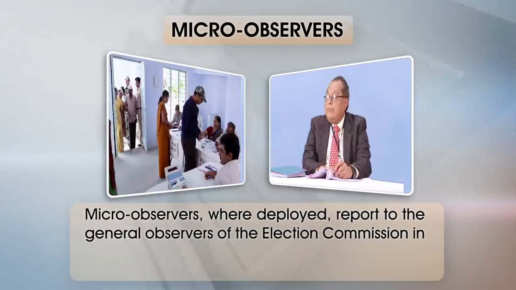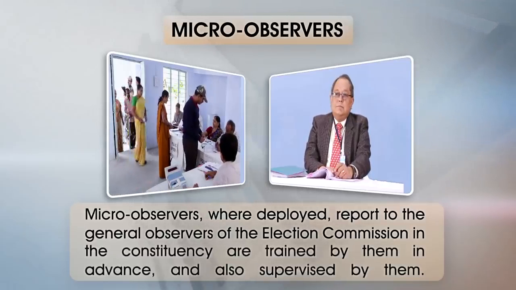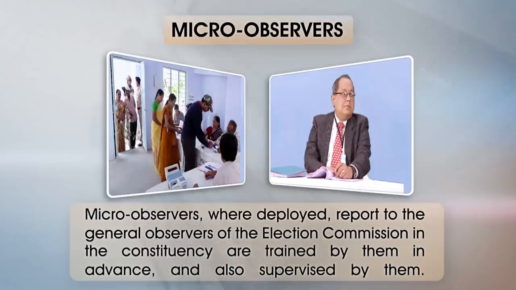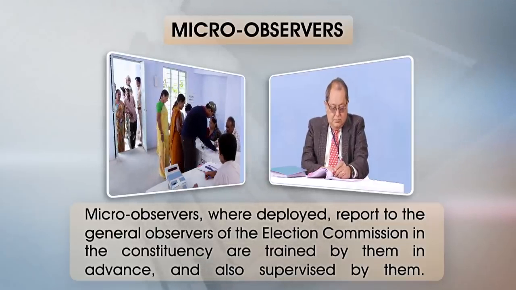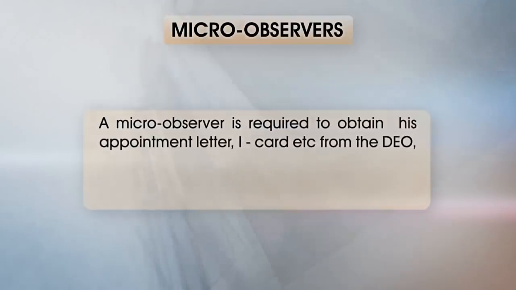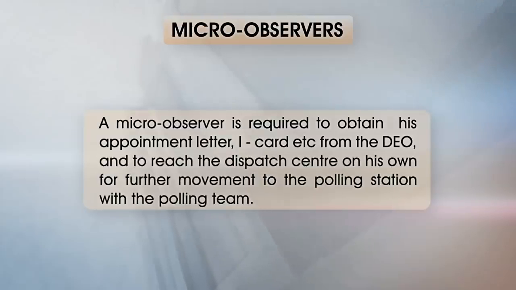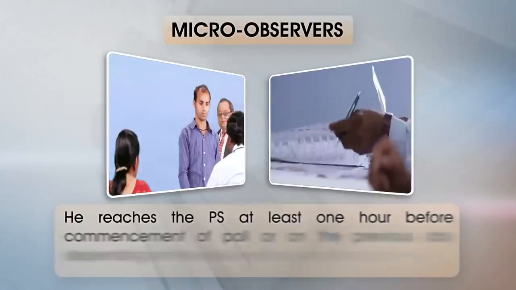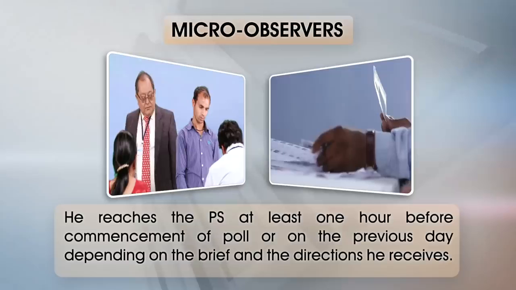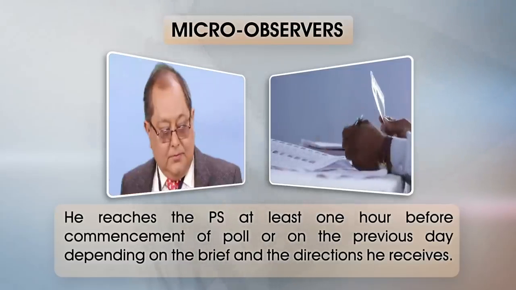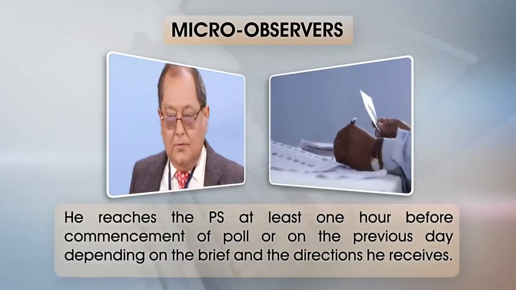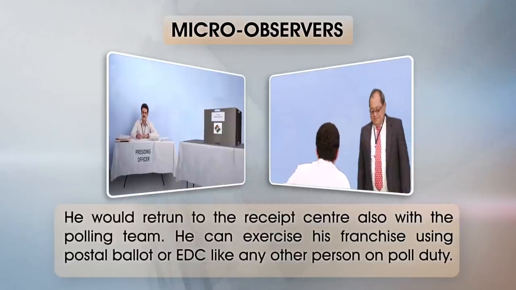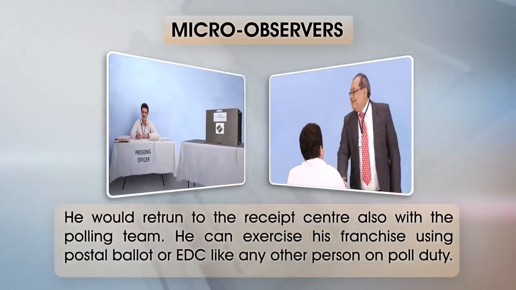Micro-observers, where deployed, report to the general observers of the Election Commission in the constituency, are trained by them in advance and also supervised by them. A micro-observer is required to obtain his appointment letter, I-card, etc. from the DEO and to reach the dispatch center on his own for further movement to the polling station with the polling team. He reaches the PS at least 1 hour before commencement of poll or on the previous day, depending on the brief and the directions he receives. He would return to the receipt center also with the polling team.